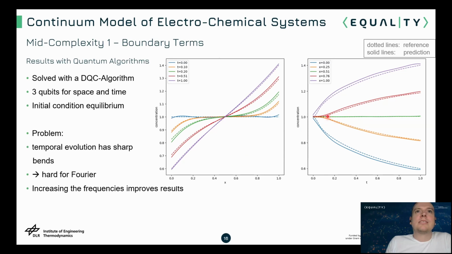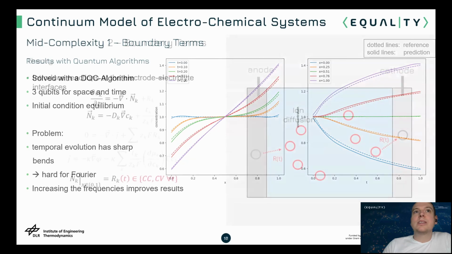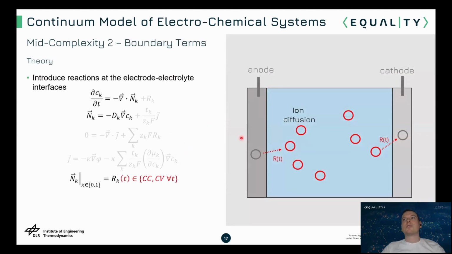So we can already see that even if we only add very simple boundary conditions, we need larger circuits in order to model them, but we can also see that the results then get quite good. So we were quite happy with this. And we then went on to adding even more complexity.